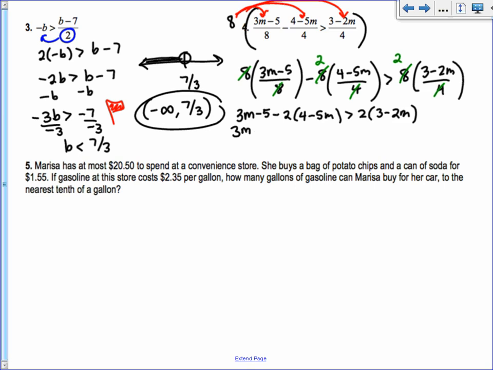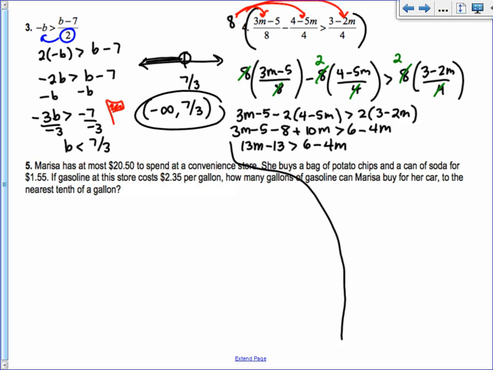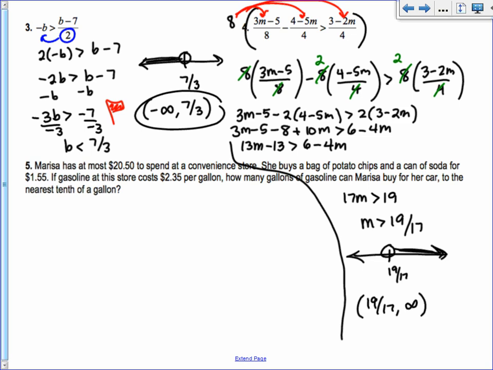All right, so you have 3m minus 5 minus 8 plus 10m is greater than 6 minus 4m. So you got 13m minus 13 is greater than 6 minus 4m. All right, so add the 4m over, so you get 17m. Add the 13 over, so you get greater than 19. So you get m is greater than 19 over 17. So in interval notation, you would have your 19 over 17, and then you have everything bigger than it, so everything on the right. So it's going to be 19 over 17, comma, infinity. That's it.